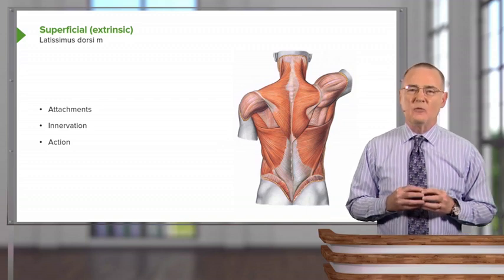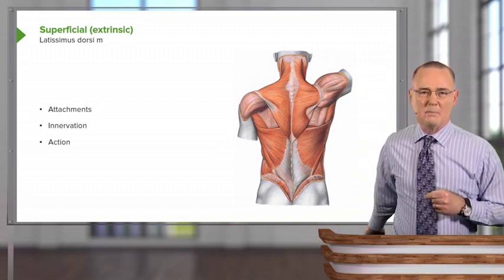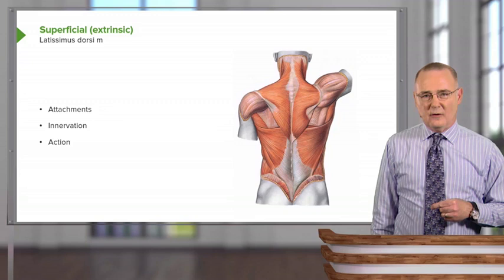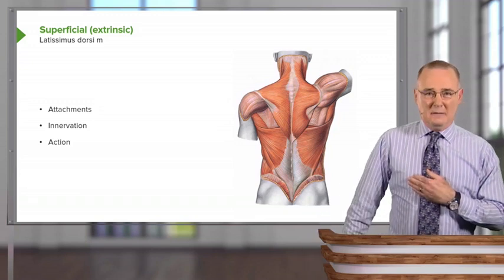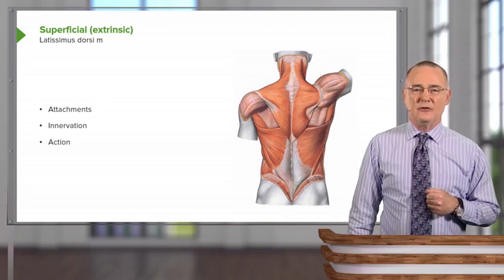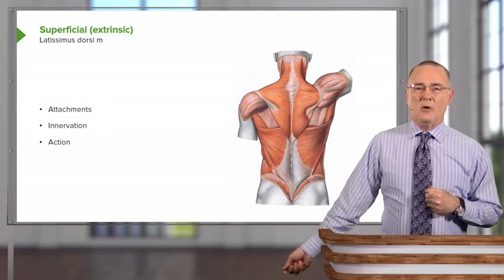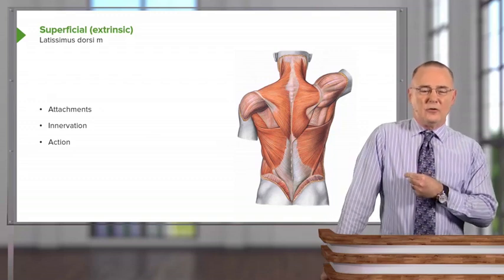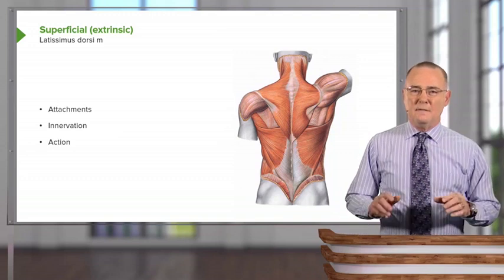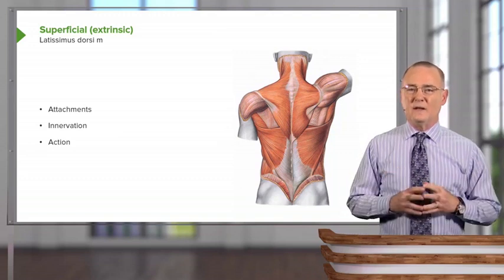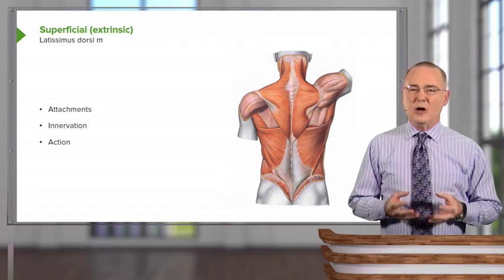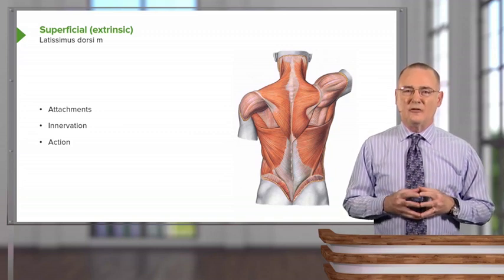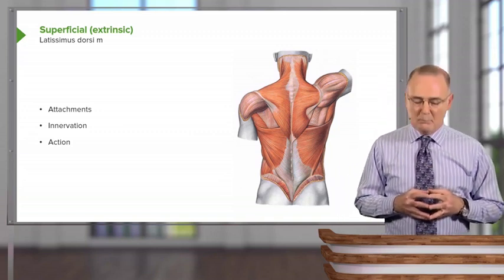several. One action would be to extend the humerus, pull it posteriorly. It's also a very powerful adductor of the humerus, so it would pull it toward the midline, an action shared with the pectoralis major, for example. It will also medially rotate your humerus, turning it inwards toward your body. And if you have your hands and arms extended above your body, the latissimus would help pull your trunk up towards your upper limbs. And again, this function is shared with the pectoralis major.